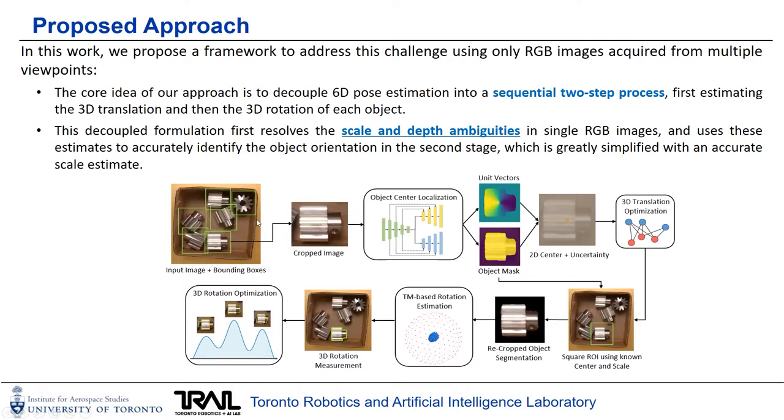Here's our overall framework, our pipeline. Our pipeline is based on the prediction of the object segmentation mask and the 2D detection of the object center. We first optimize the 3D translation to get the translation estimate. Using this information, we can obtain the object scale information, which greatly simplifies and helps the rotation estimation. Then we perform a max-mixture formulation to optimize the rotation estimation. This gives us the full six-DoF pose estimation. So that's the overall pipeline of our approach.